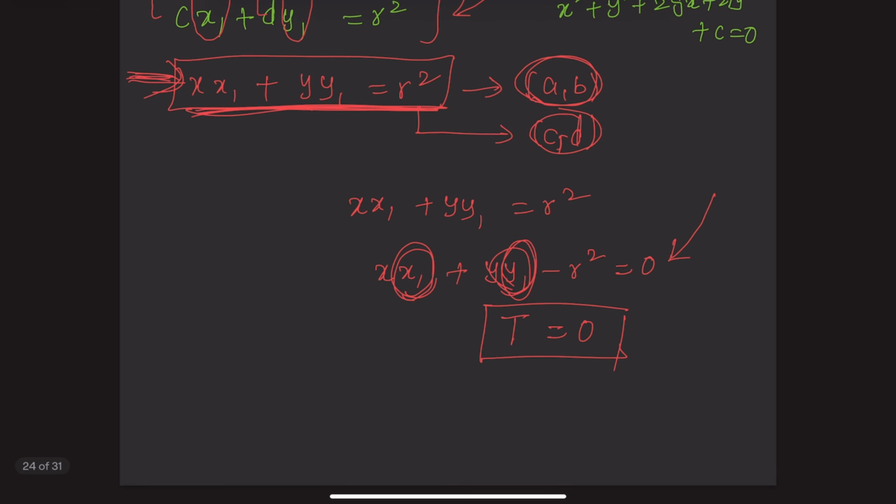So the equation of the tangent at a point is T equal to 0, and the equation of the chord of contact is also T equal to 0, but your x1, y1 in each case are different. In case of tangent, it is the coordinates of the point of tangency, and in case of chord of contact, it is the coordinates of the external point. So now let us go ahead and solve two questions based on this.